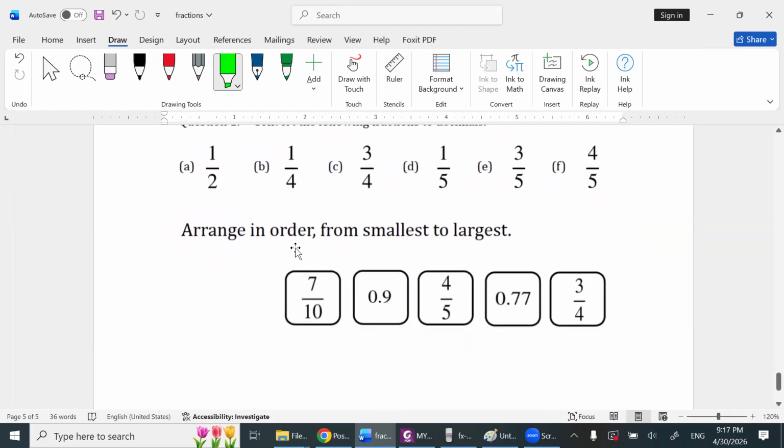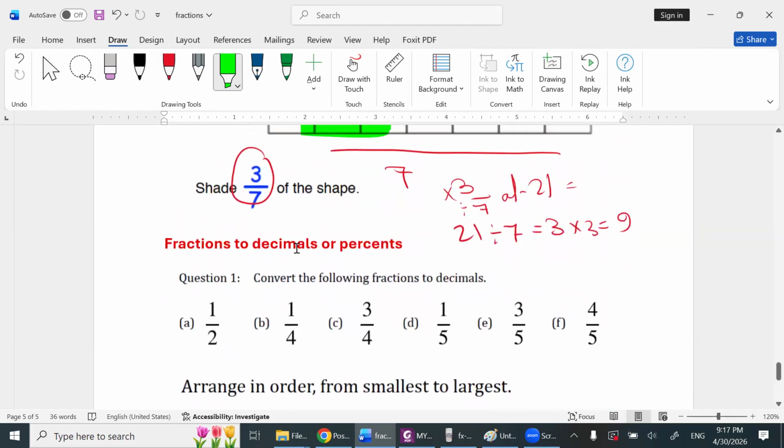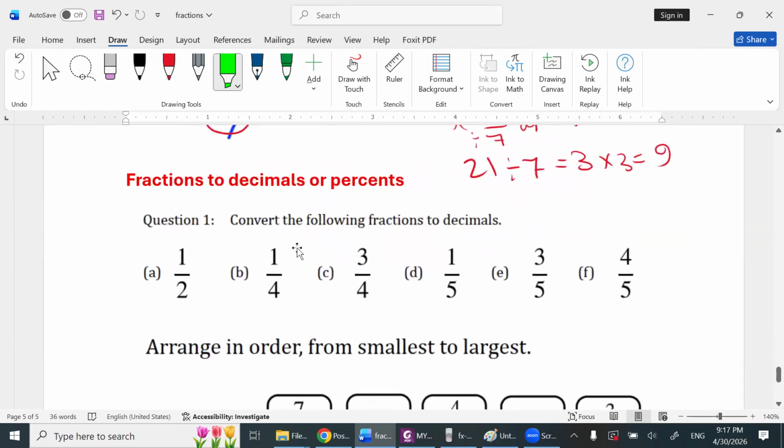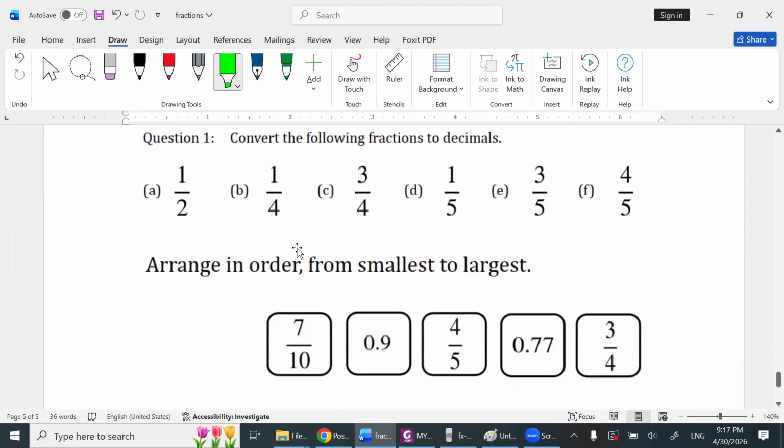Fractions to decimal or to percent. And this is the last topic on this unit or outcome. To convert a fraction into a decimal or a percent, you need to convert the denominator into 10 or 100 or 1,000, especially 100 to get a percent.